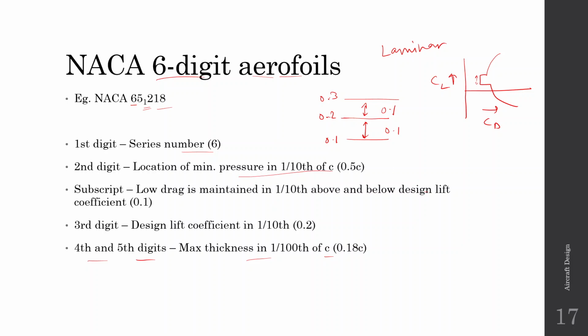Now you can see that the rest of the specifications change depending on the series we are talking about, but the maximum thickness is always specified, because it is a very important parameter when selecting the aerofoil. If your aerofoil is thicker, then we can fit more fuel and more components and electronics in that space. But if your aerofoil is thicker, it will also generate more drag. So thickness is an important parameter.